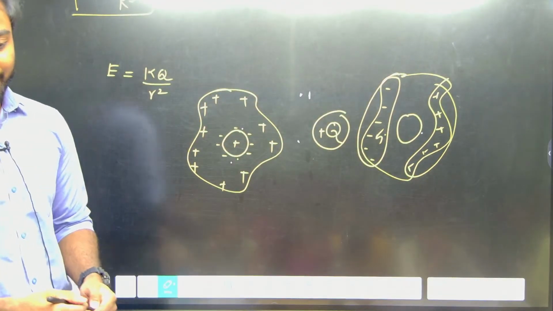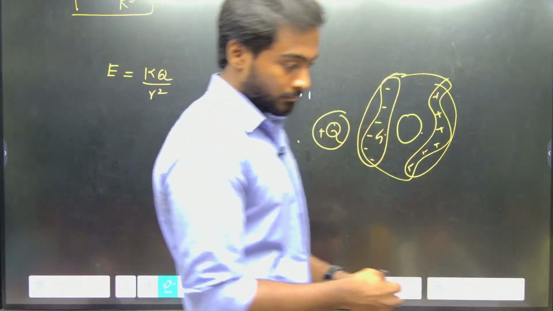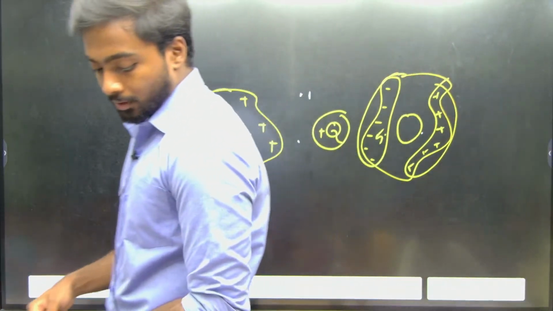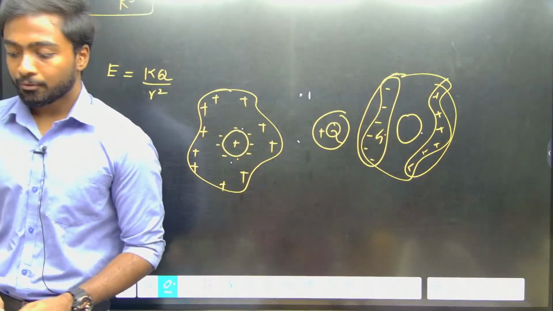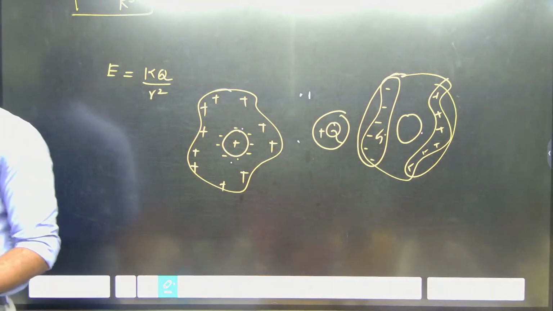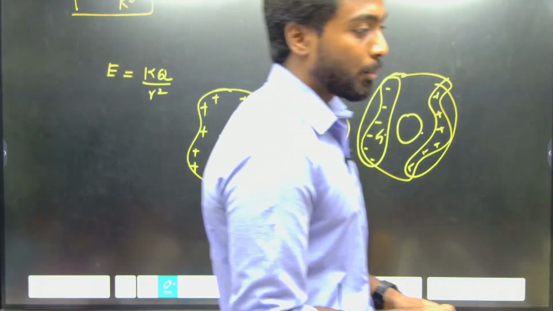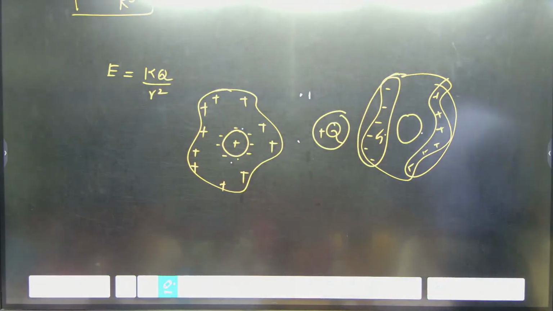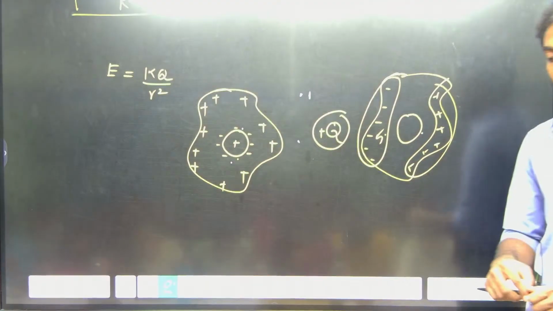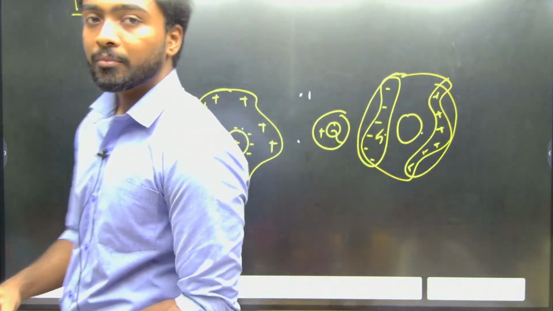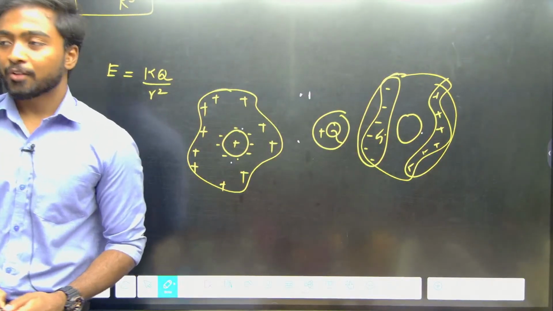Okay. The next point. The field lines are always perpendicular to the surface of the conductor.